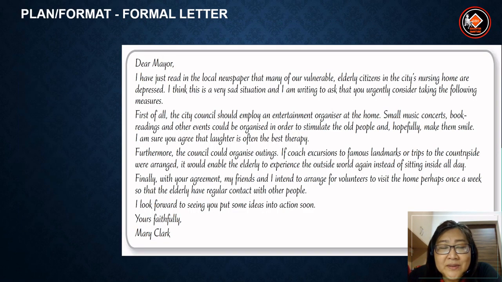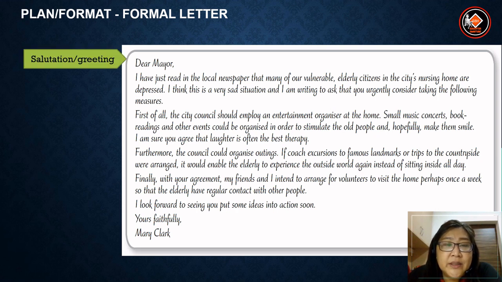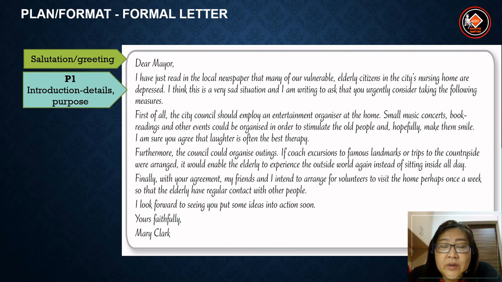Now let's look at an example. This is for formal letter, and this example is in the textbook. So first of all, we have salutation, Dear Mayor. And then we have paragraph 1, where you have the introduction, like details, and the purpose of writing. I have just read in the local newspaper that many of our vulnerable elderly citizens in the city's nursing home are depressed. I think this is a very sad situation, and I'm writing to ask that you urgently consider taking the following measures. So this is the introduction paragraph.